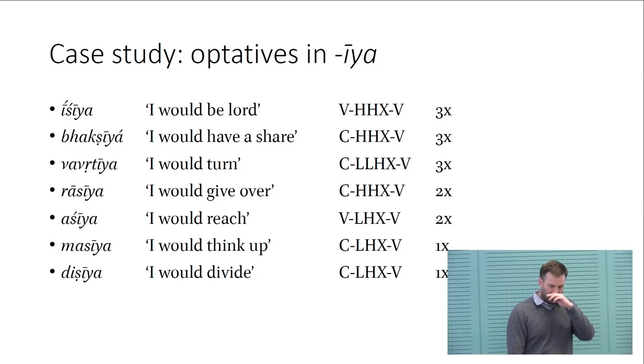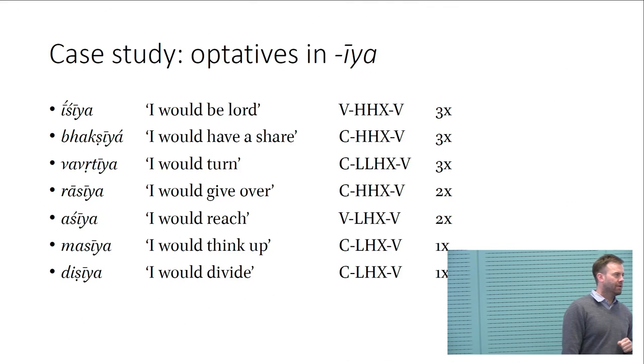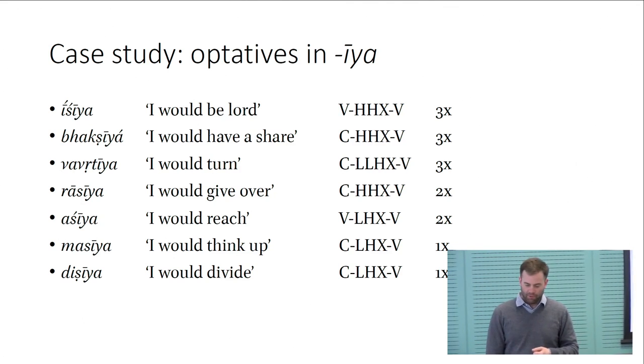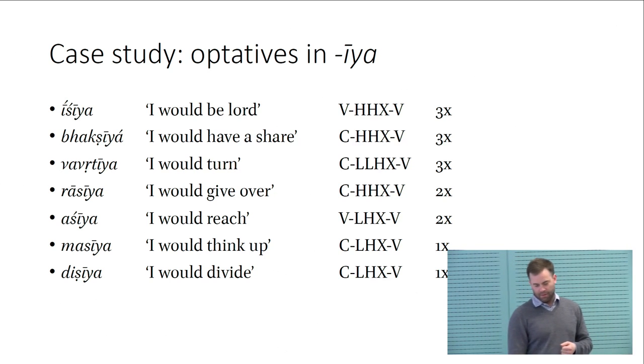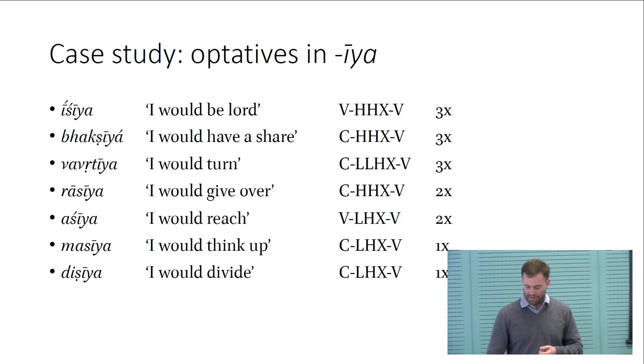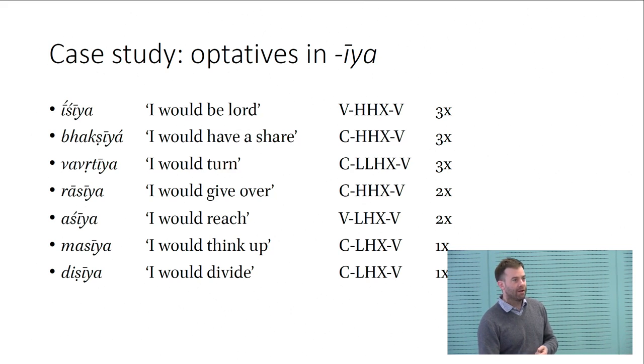So we'll just look at all of the optative forms of the first person, optative forms that end in e, these first person singular medial forms. And you can see there are just 15 of them. And so 15 tokens and 1, 2, 3, 4, 5, 6, 7 types. So it's a not a well-attested class.